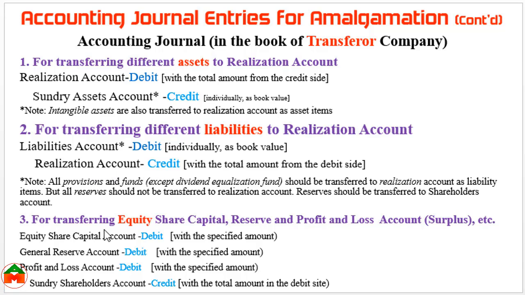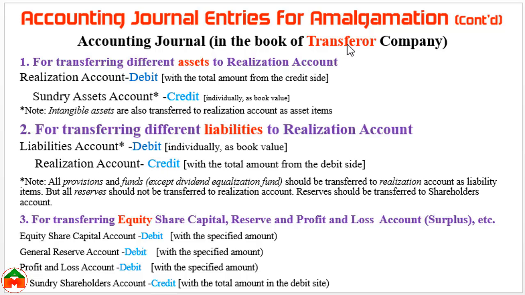In the third journal entry, we will show the journal for transferring the equity: share capital, reserve, and profit and loss, which is also known as surplus. Generally equity and reserve are credit items, but we will show them on the debit side because we are going to remove these items from the transferor company. Equity share debit, reserve debit, profit and loss debit. And against this capital, reserve and profit and loss, there will be an issuance of shares. That's why sundry shareholders account is credited. These are the three items.